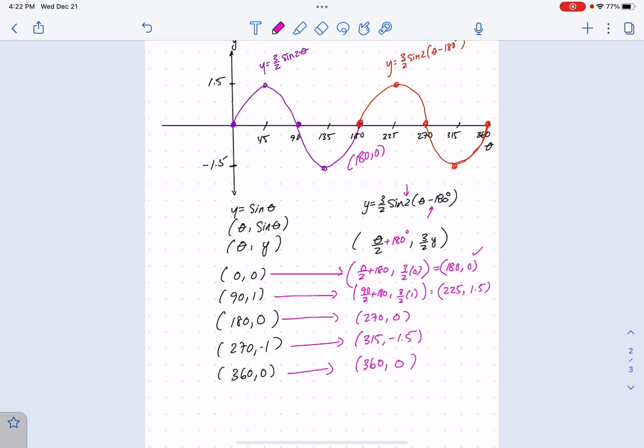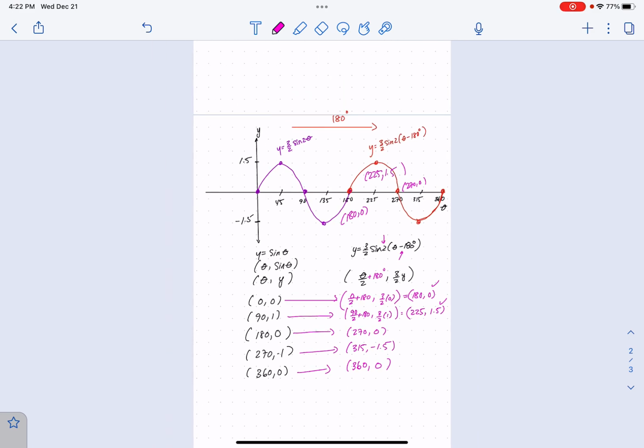Okay, let's make sure that all of those points are on this curve. Here's 180, comma 0. Yep. Here's 225, comma 1.5. Yep. Here's 270, comma 0. Yep. And I'm done going yep. And that is it. So I will post this to the LMS, and there you go.